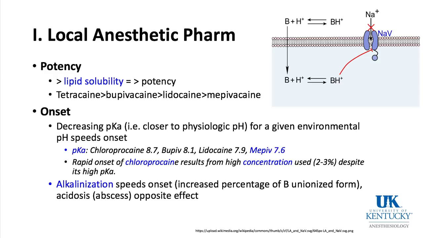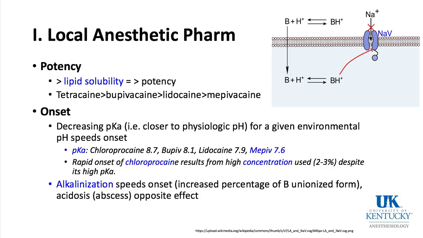Remember that when pH is equal to pKa, the ratio of the ionized to the unionized is 50%, half of one and half of the other. Now, if the pH is way below the pKa, there's more hydrogen ion around and more of the local anesthetic exists in the BH plus form, or the ionized form.